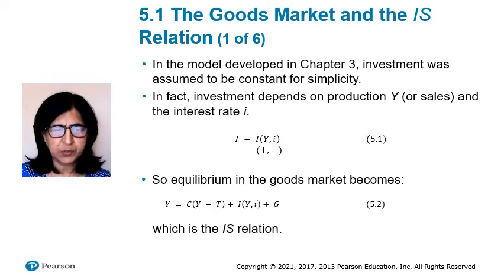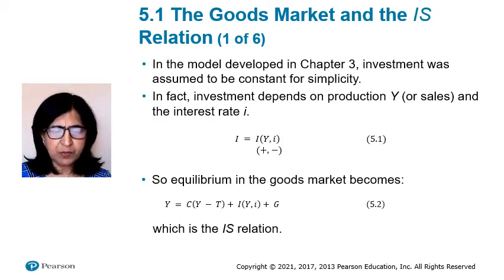We continue to assume that inventory investment is zero, so sales and production are always equal. As a result, Y denotes both sales and production. I equals I(Y, i), with a plus sign under Y and a negative sign under i, as equation 5.1. The plus sign under Y and the minus sign under i indicate that an increase in sales leads to increase in investment, and an increase in interest rate leads to a fall in investment.